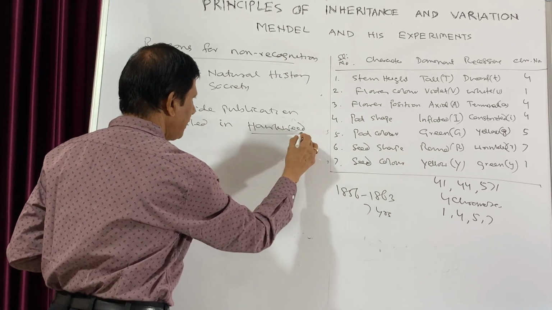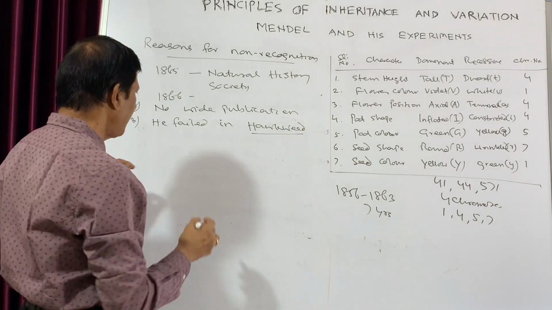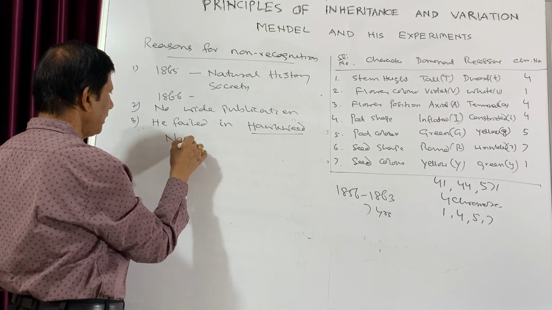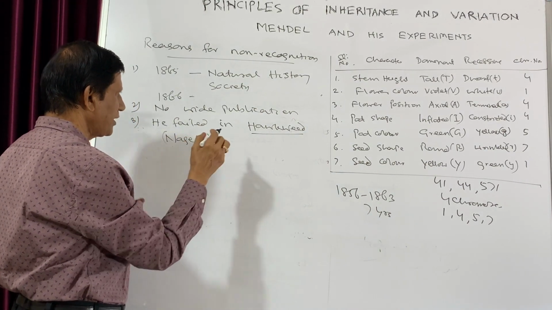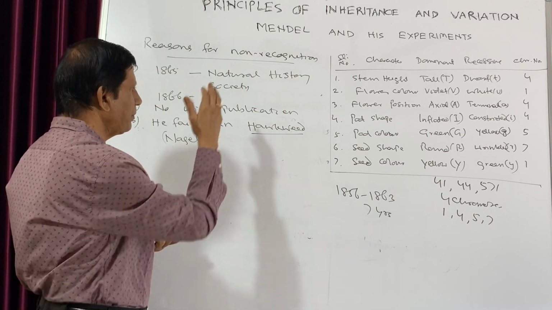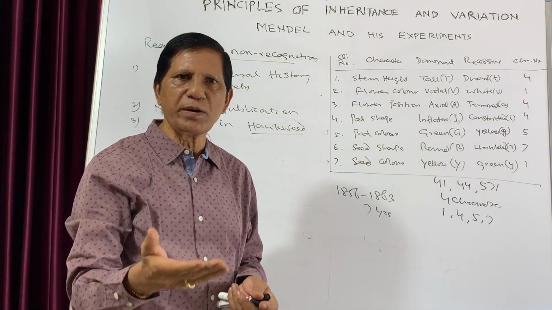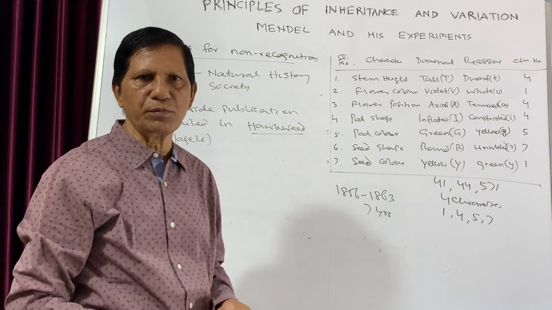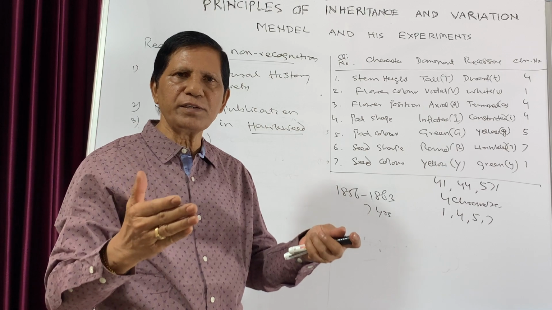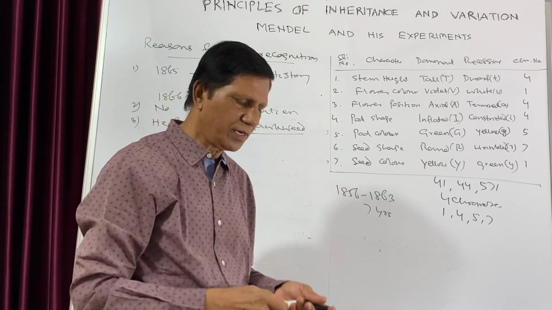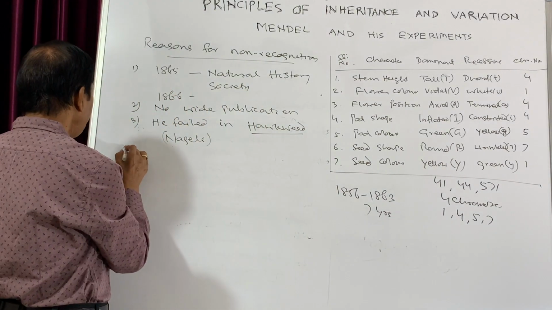Now, hawkweed is another plant, and Nageli is another scientist. Nageli suggested to him that along with the pea plant, he also work with hawkweed. But when Mendel conducted his experiment in hawkweed, he was not successful. So his confidence went down. That is also one of the reasons.